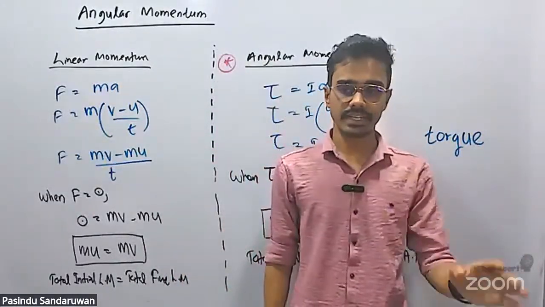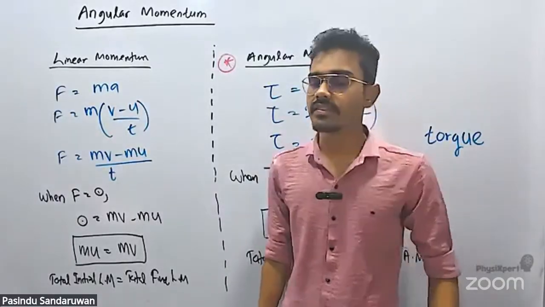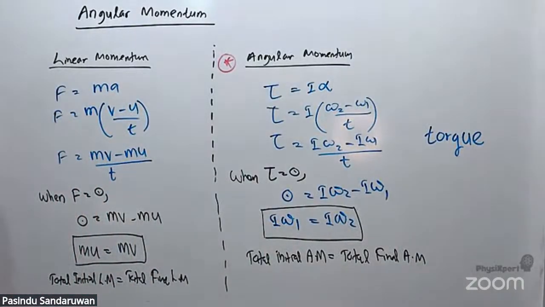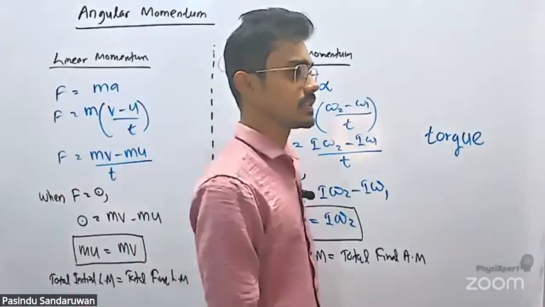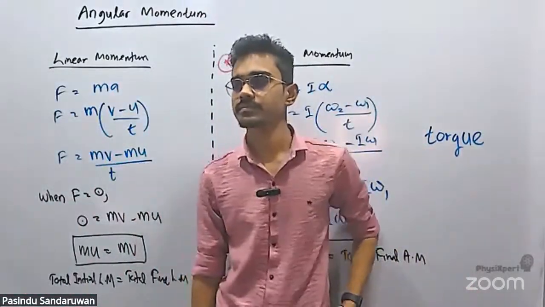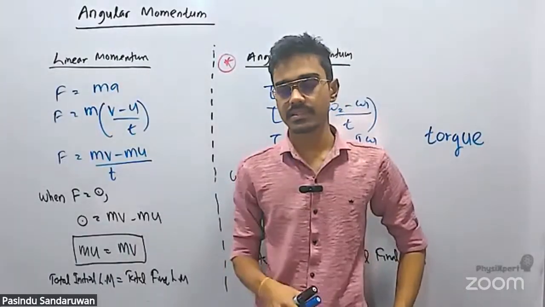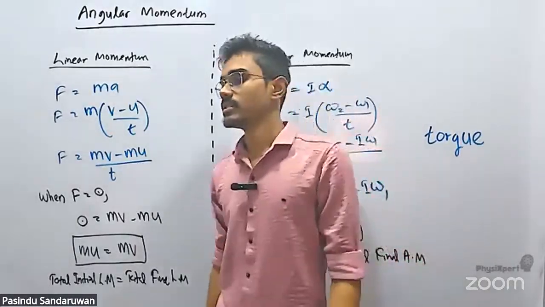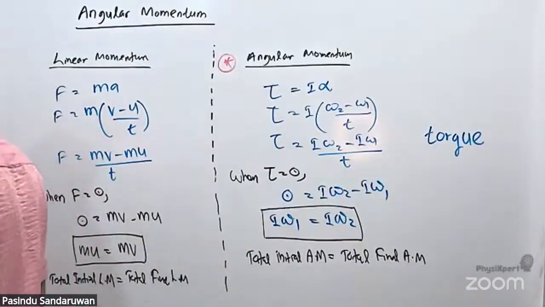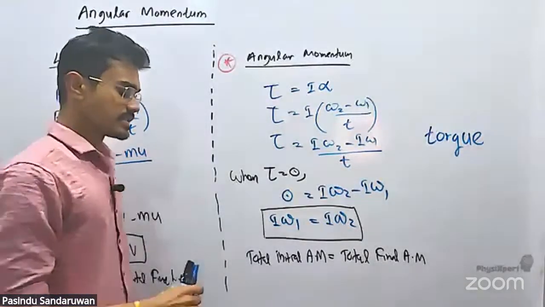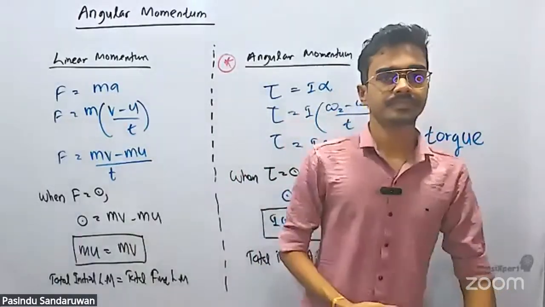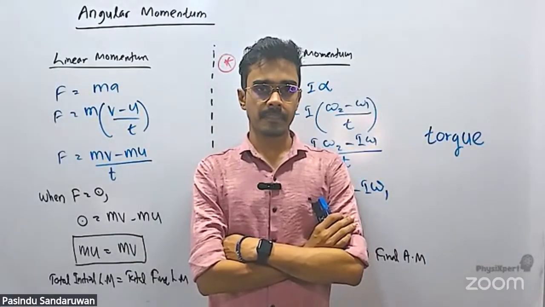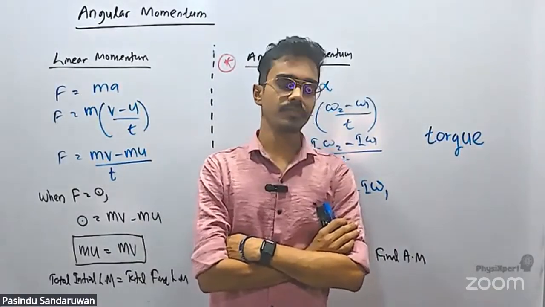Angular momentum is a vector. Next point. Its direction is the same as the direction of angular velocity.